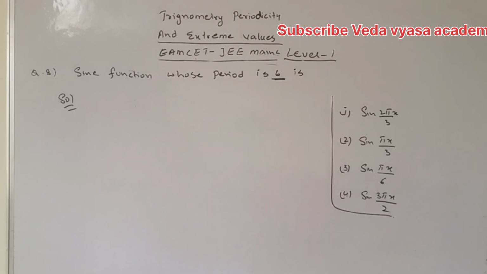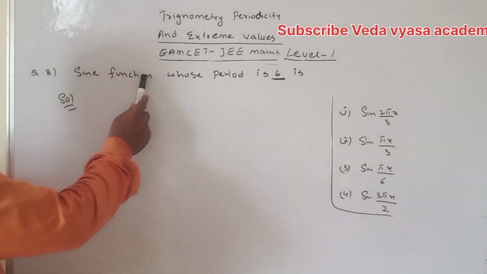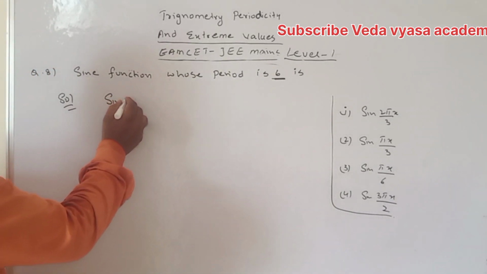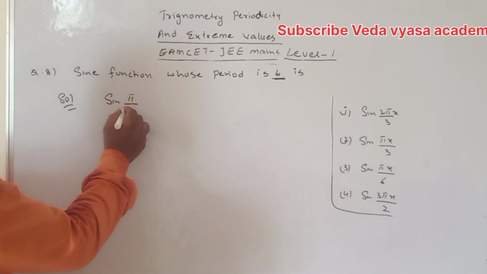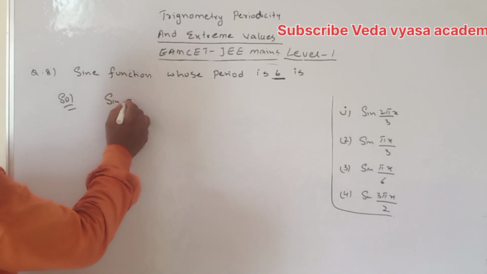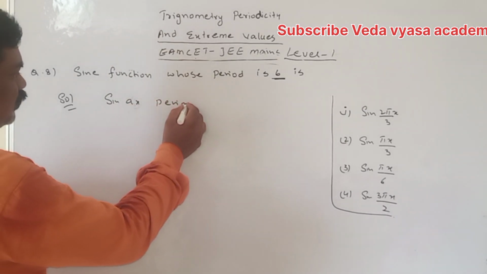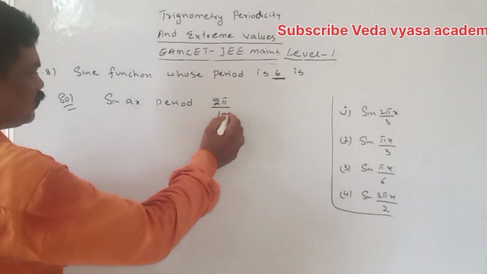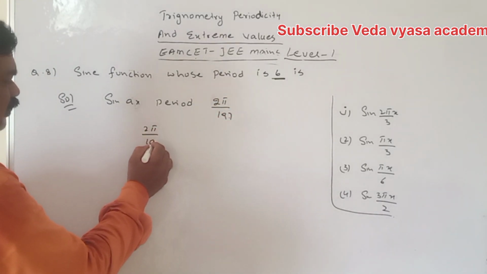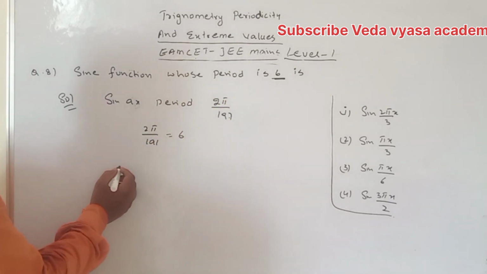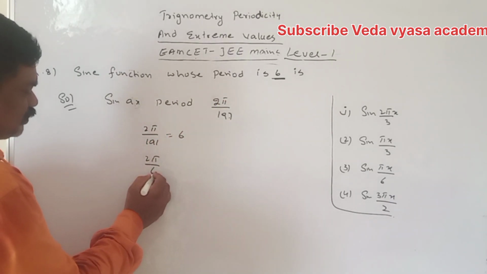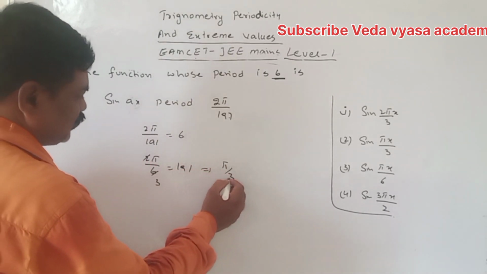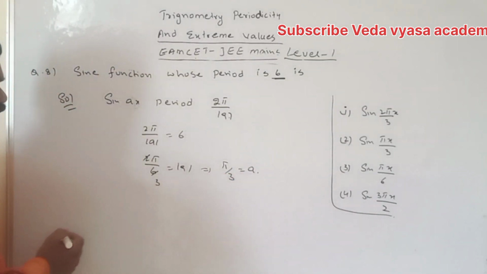Dear viewers, we have the problem: the sine function whose period is 6. The period of sine ax is equal to 2 pi by mod a. So 2 pi by mod a is equal to 6, given here. So from this, 2 pi by 6 is equal to mod a, which implies pi by 3 is equal to a. A is equal to pi by 3.